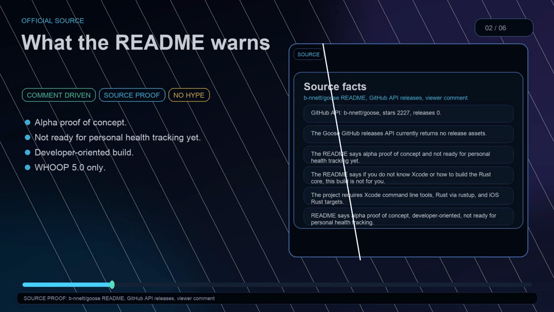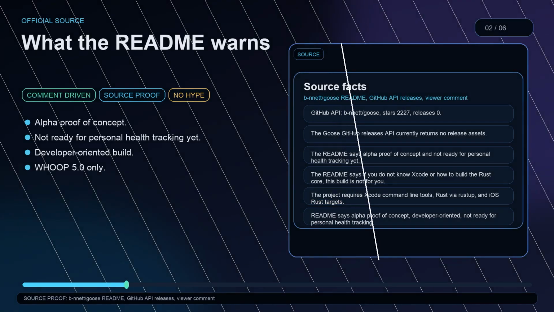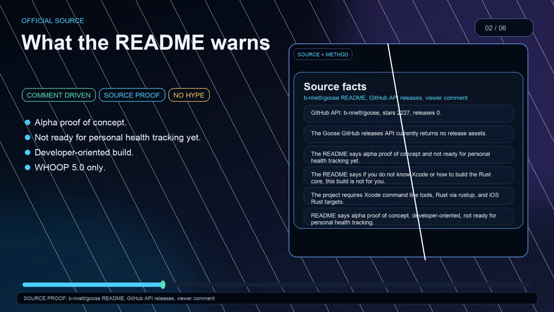The README is very clear, and this is why the answer needs integrity. It calls Goose an alpha proof of concept. It says the build is for developers to evaluate whether a project of this scope is viable. It says it is not ready to use as an app for tracking personal health data yet. It also says if you do not know what Xcode is or how to build the Rust core, this build is not for you. That is not hidden fine print. That is the main install caveat.